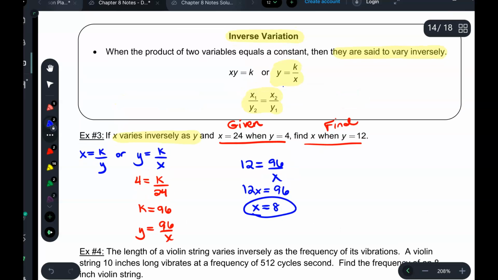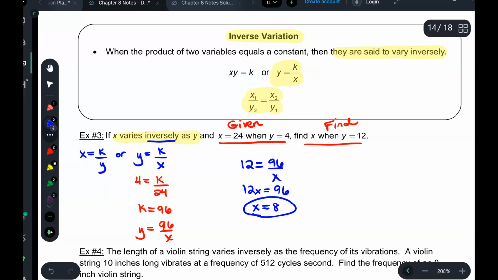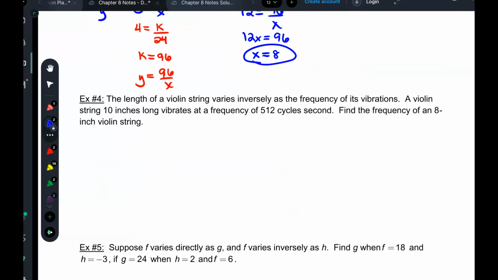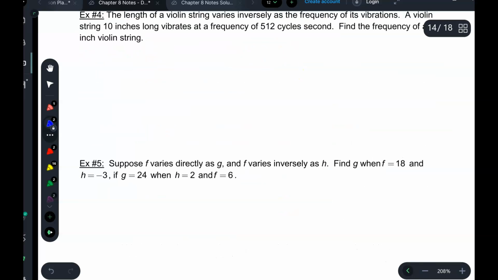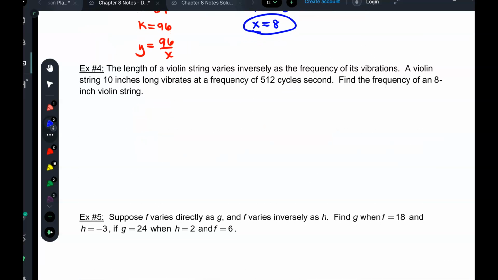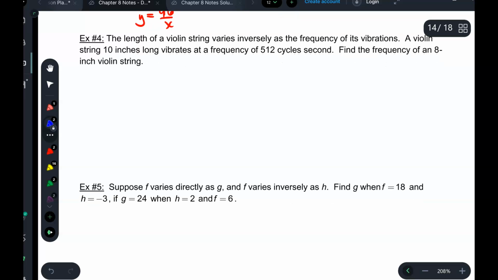It just means that's what we want to look for. If it says inversely, we're going to do the reciprocal of x. Let's finish these last two, and then we have a good amount of time, and we can do some more examples from the homework, and I think it'll clear it up. Okay?